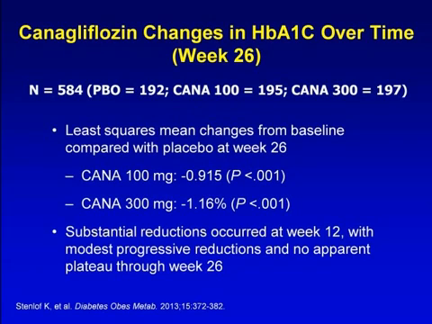Canagliflozin was the first of these agents to be approved in the United States, and clinical trials demonstrated that as monotherapy, canagliflozin 100 milligrams lowered A1C over a 6-month period by about 0.9%. And the higher dose of 300 milligrams lowered it by 1.16%. Most of this reduction occurred within 12 weeks, and there was progressive reduction in A1C after that.